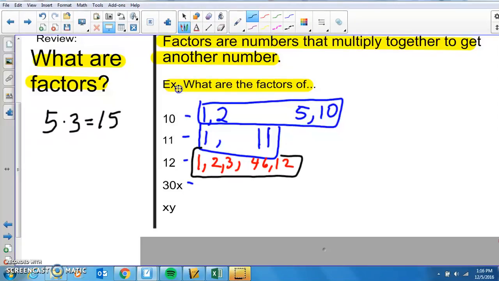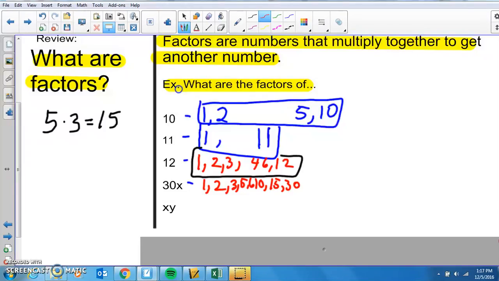This is going to work a little bit differently. We're still going to work with finding the factors of 30. So I'm going to do the same thing as I did. I'm going to start with 1 and the number itself. So 1 and 30. 2 times 15 is 30. 3 times 10 is 30. 5 times 6 is 30. So my factors are 1, 2, 3, 5, 6, 10, 15, and 30.